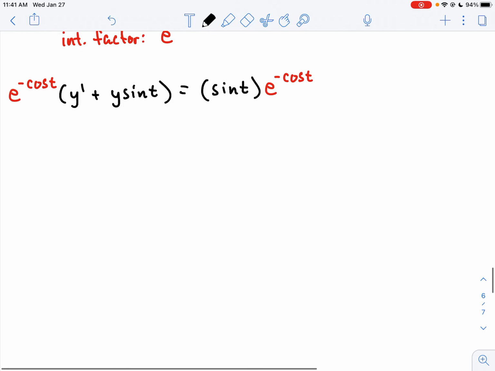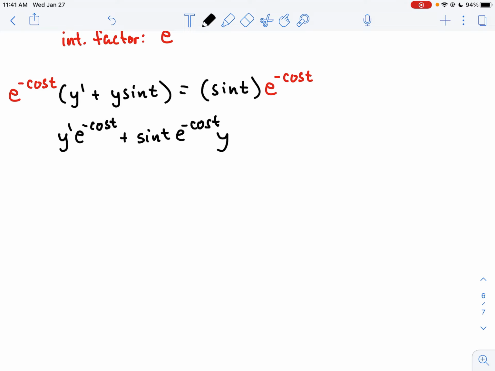Distribute. So we have y prime e to the negative cosine t plus, I'll put the sine of t times e to the negative cosine of t times the y. Doesn't really matter the order I write those factors in. And the other side is going to be sine of t times e to the negative cosine t.